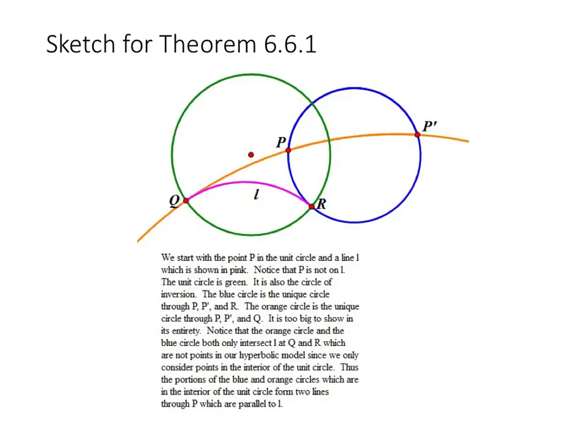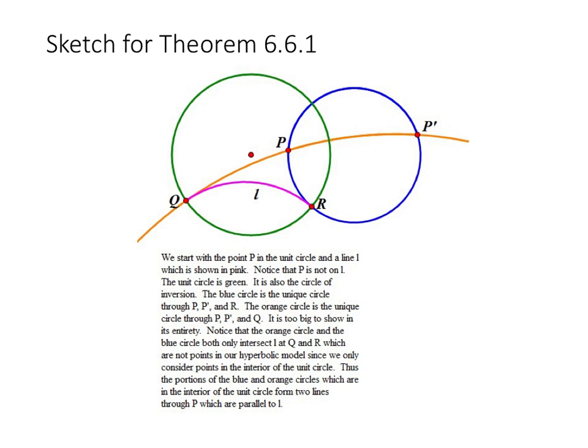So here's the promised picture that is going to help us illustrate the hyperbolic parallel postulate. First, I'll draw your attention to the green circle. The green circle is the unit circle. All of our hyperbolic points and lines are going to live in the interior of the green circle.